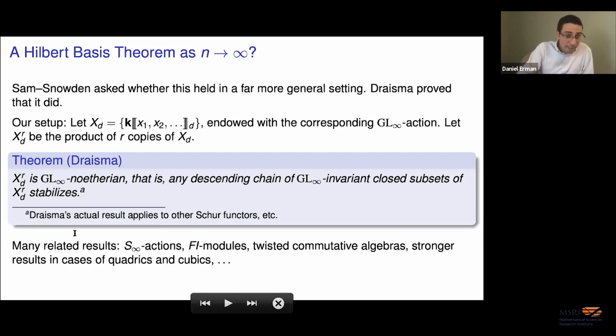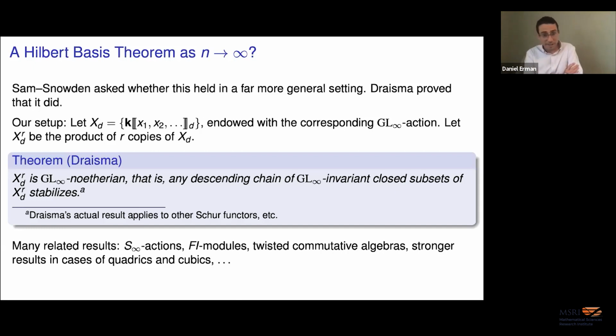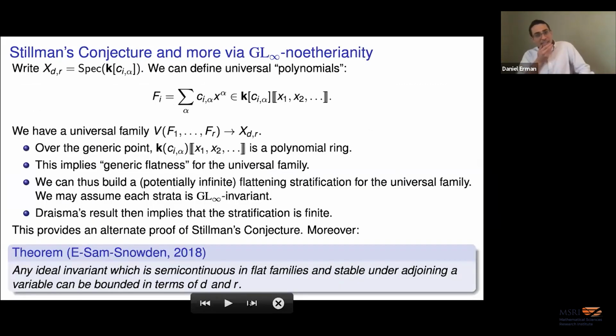Draisma's result was part of a much broader literature that abuts the things I've been talking about, that studies S infinity actions and Noetherianity with respect to that. It gets into the theory of FI modules, the theory of twisted commutative algebras, as well as more precise results in special cases like quadrics and cubics. So there's just a ton of work in this direction, and I don't have time to get into it. But the reason I wanted to mention this is because it provides another viewpoint on Stillman's conjecture.